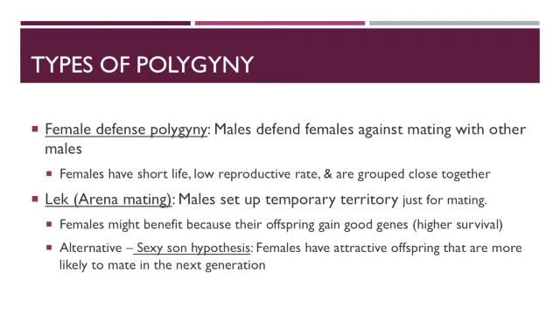It's what's known as the sexy son hypothesis, which is females are attracted to certain things about males, and that those males produce more attractive sons that are more likely to get matings in the next generation. So maybe it has nothing to do with survival necessarily, but females are attracted to male peacocks with long tail feathers, and therefore their sons are more likely to have long tail feathers and more likely to get picked or picked up and mated with in the next generation. Okay, so two possible examples of polygyny that exist that are pretty common and pretty well studied.